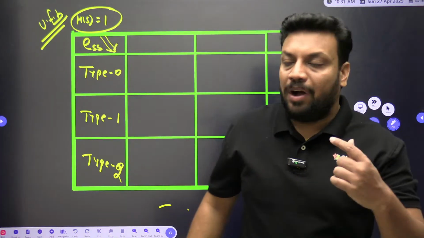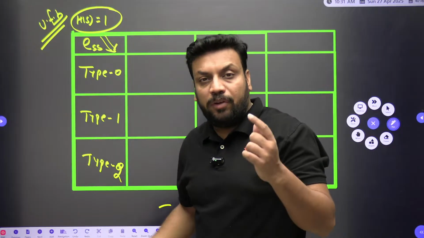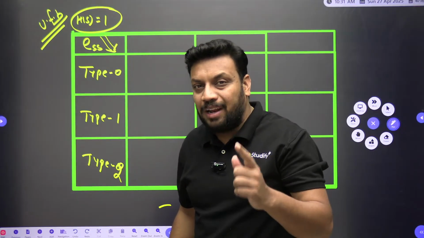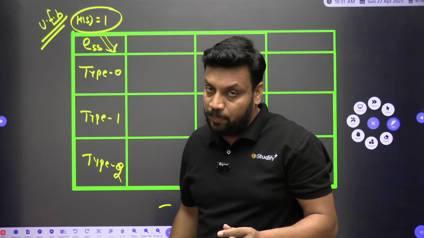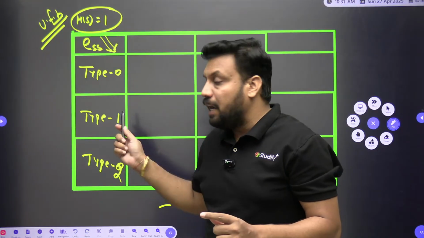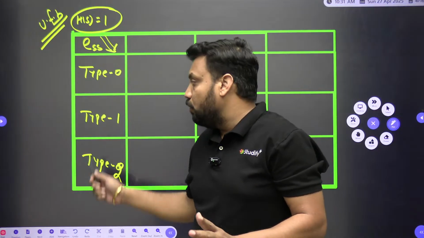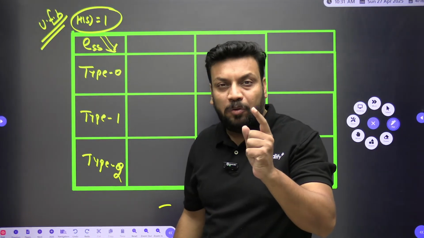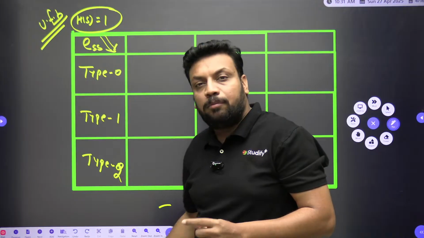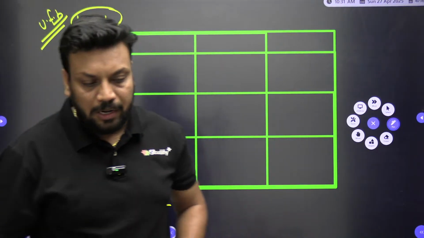Now, do you know when the system will be type 0? When we don't have any single pole lying at the origin as far as the open loop transfer function is concerned. So for a type 0 system, no open loop pole lies at the origin. For a type 1 system, one open loop pole lies at the origin. For a type 2 system, two open loop poles lie at the origin.